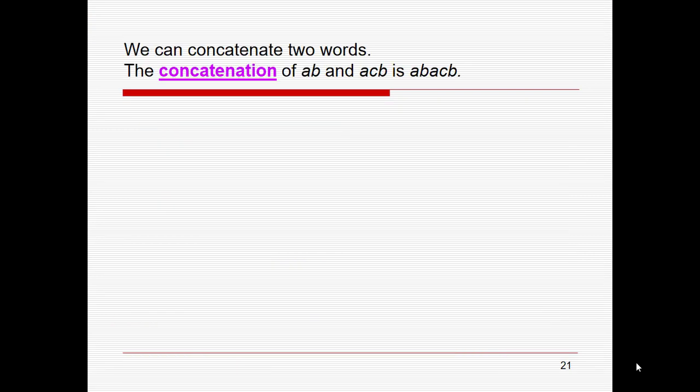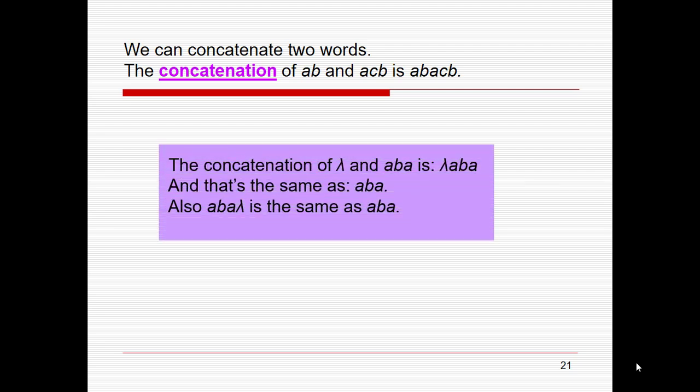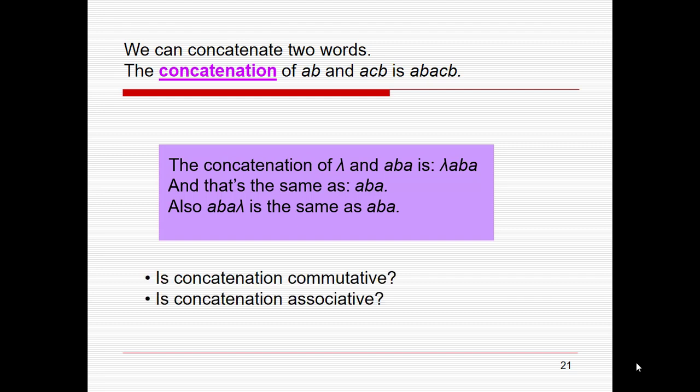We can also have some operations on words. For instance, we can concatenate. So if we concatenate ab and acb, we would get abacb. If we concatenate with lambda, the empty word, that would result in the same word. So lambda concatenated with aba would still be aba. And of course, this operation would also apply to aba lambda. Lambda is an empty word, so you can omit it, you can put it in as often as you like.